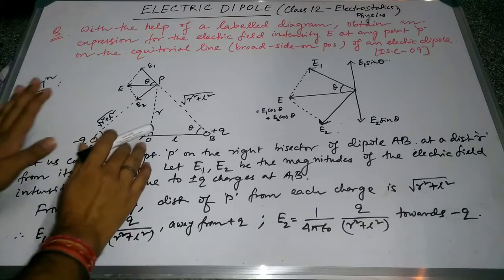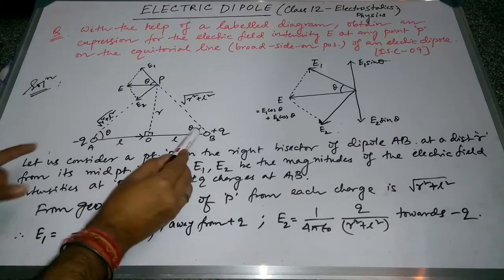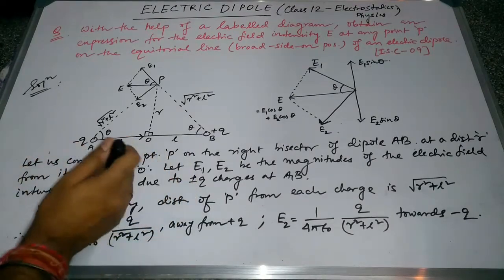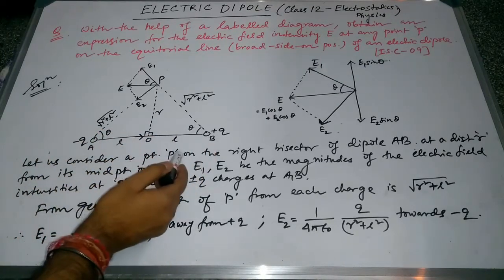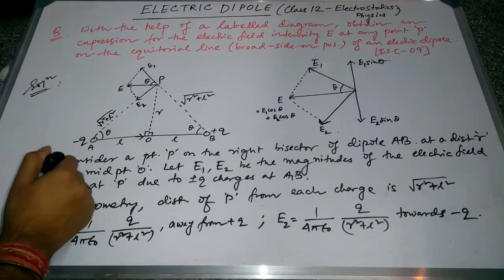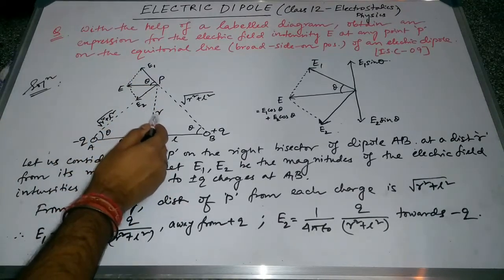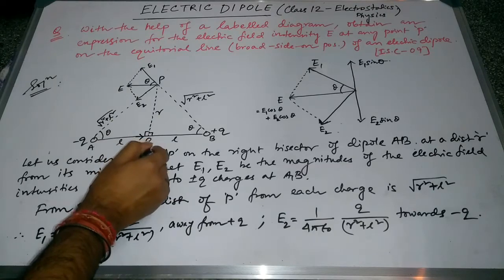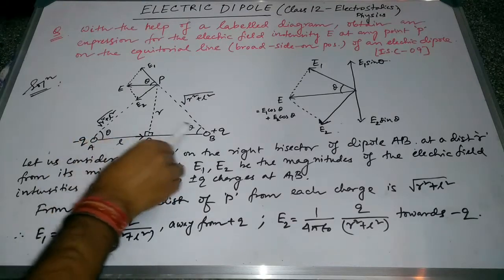So first observe this geometry. This is an important geometry. This is the dipole AB, and a very small distance separates the two charges minus q and plus q, which is 2L, the length of the dipole. So AO and OB are L each. Now the point P is at the broad side-on position at a distance r from the midpoint O of the dipole. Theta is the angle.